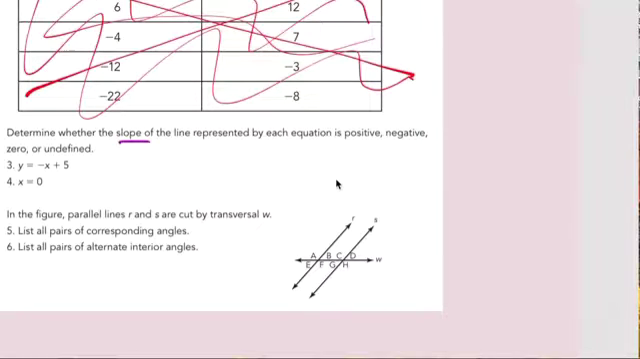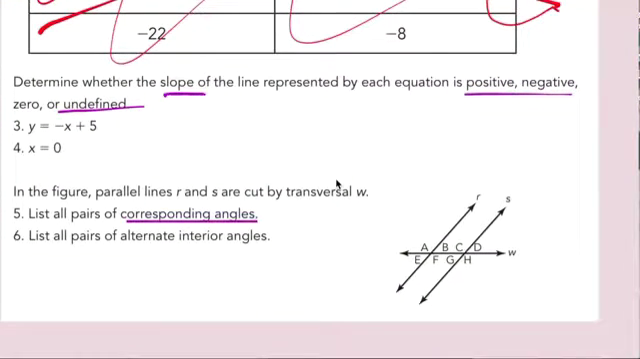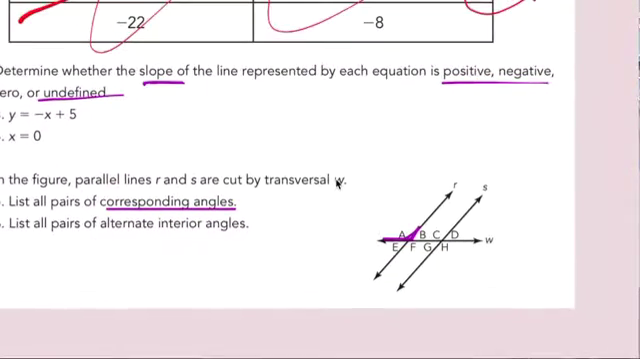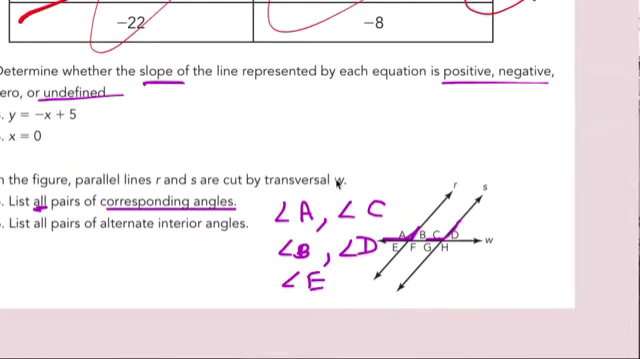Determine the slope. Tell me if it's negative, 0, or undefined. List all corresponding angles. Okay, corresponding angles. It's just the same, like angle A. It's all pairs, so all of them. Angle A corresponds to angle C. Okay, angle B corresponds to angle D. Angle E corresponds to angle G. And you put the last one in there.